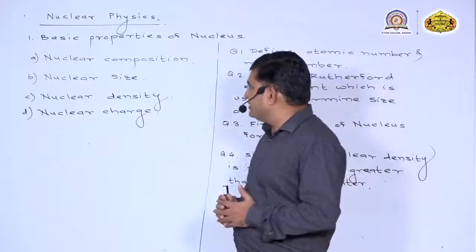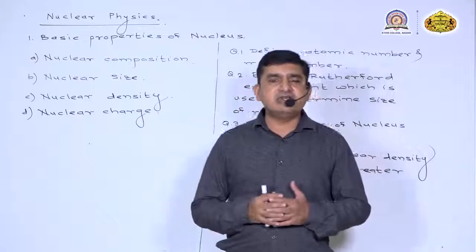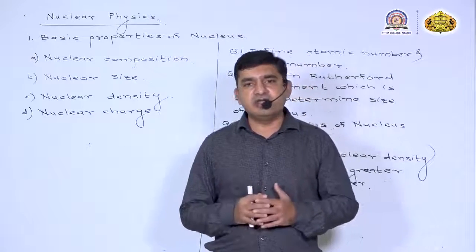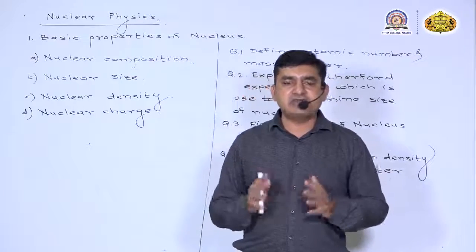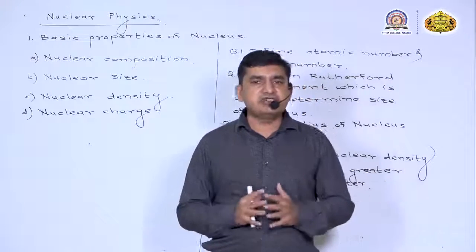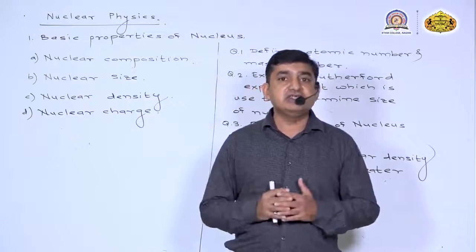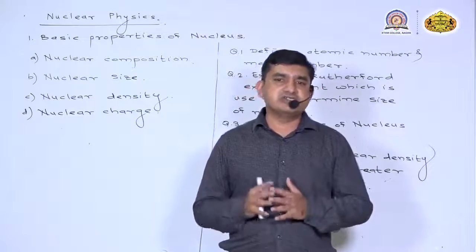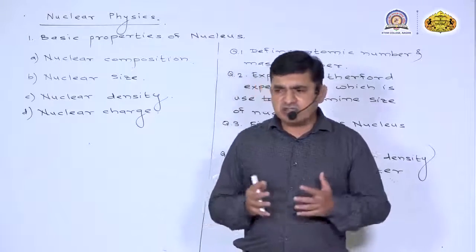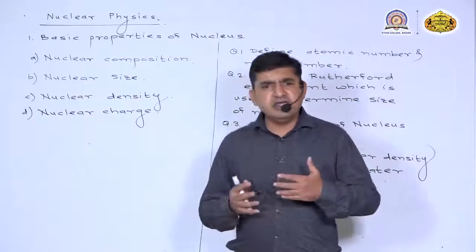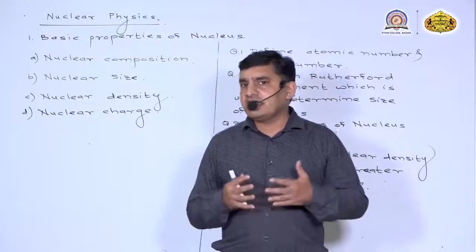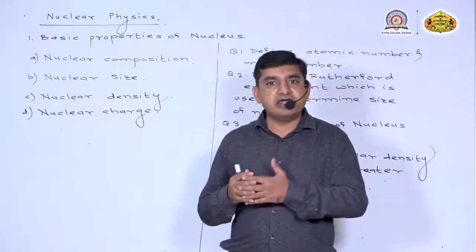We also discussed the nuclear charge. Nuclear charge can be represented as plus Z into e, where Z represents the atomic number and e is the charge, and its value is 1.6 into 10 raised to minus 19 coulomb. The effective charge on a nucleus is positive, because the nucleus consists of positively charged protons and chargeless neutrons.